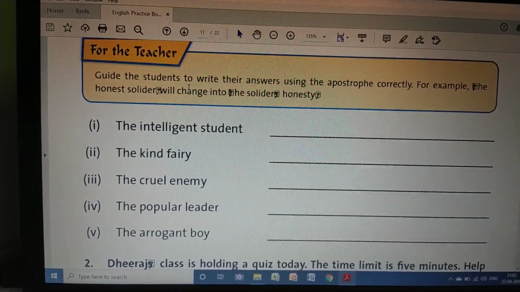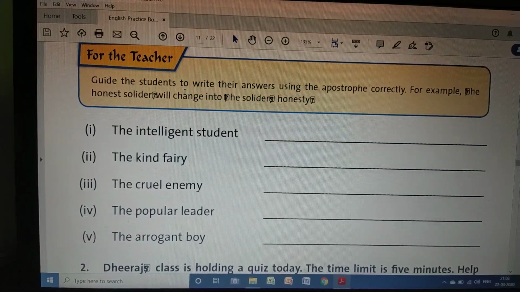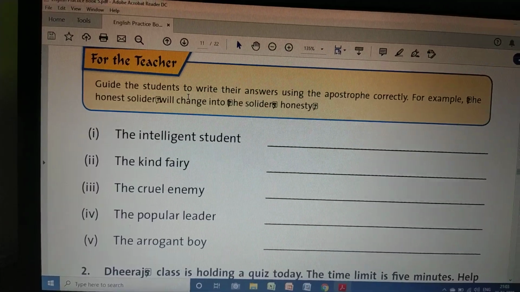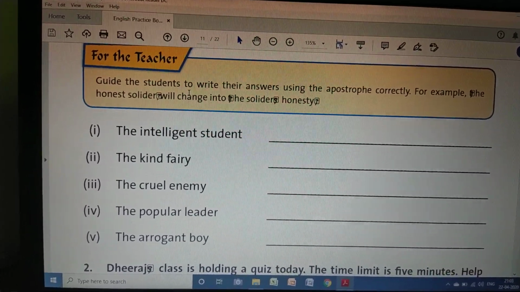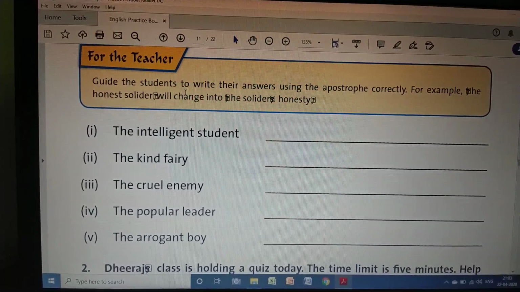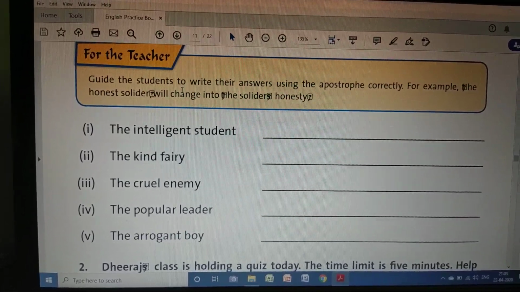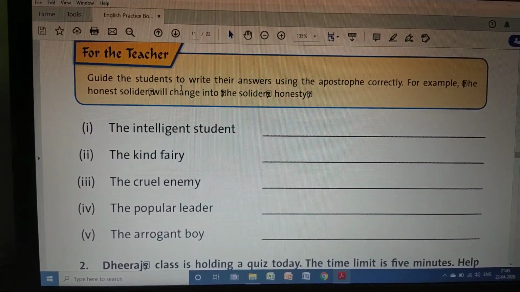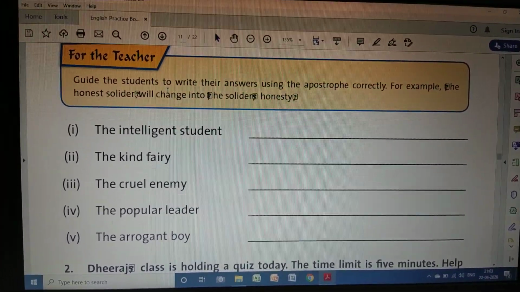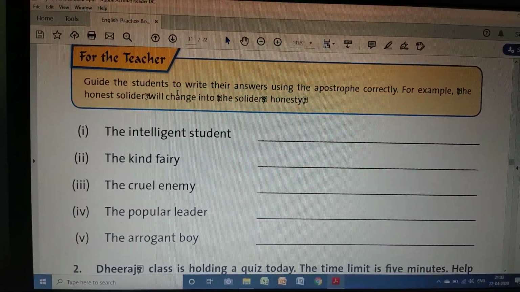Okay, the second one is the kind fairy. Here also kind is an adjective and fairy is a noun. So you're going to change the word kind into an abstract noun. The cruel enemy. Cruel is an adjective, you'll have to change it into an abstract noun, and you will have to write the sentence. Okay, the popular leader. Popular should be changed into an abstract noun, and the last one is the arrogant boy. Okay, I hope I am clear with the exercise.